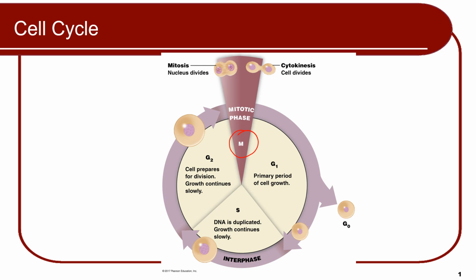So the M phase has two parts. One is mitosis, when the nucleus divides and makes two nuclei. And the other part is cytokinesis, when the cell actually splits into two cells. So at the end of the M phase, you have two new cells that are identical. They each have an identical nucleus.